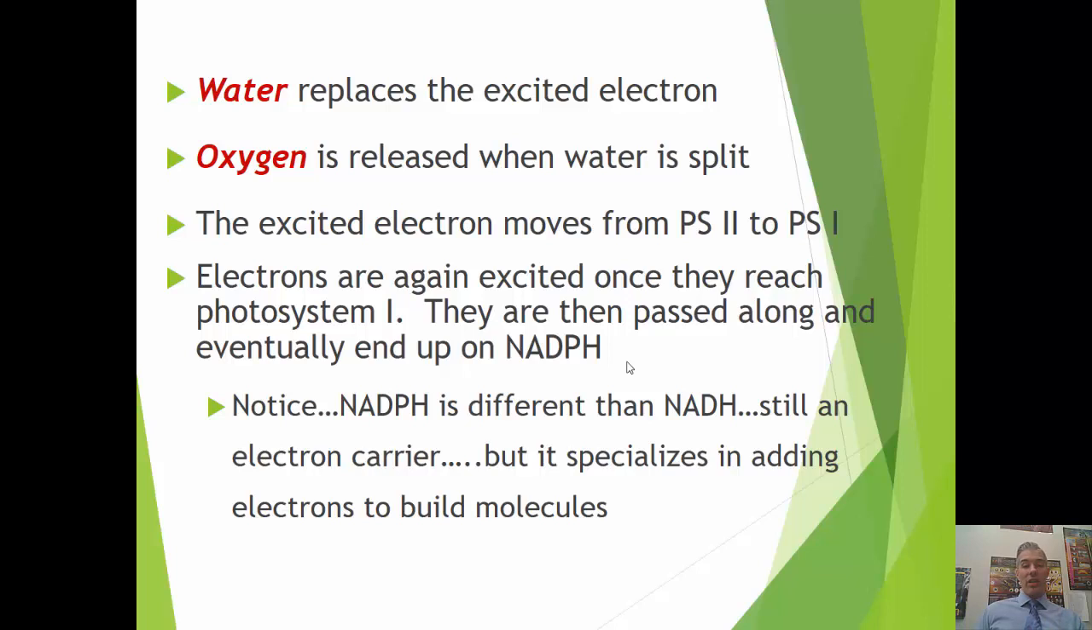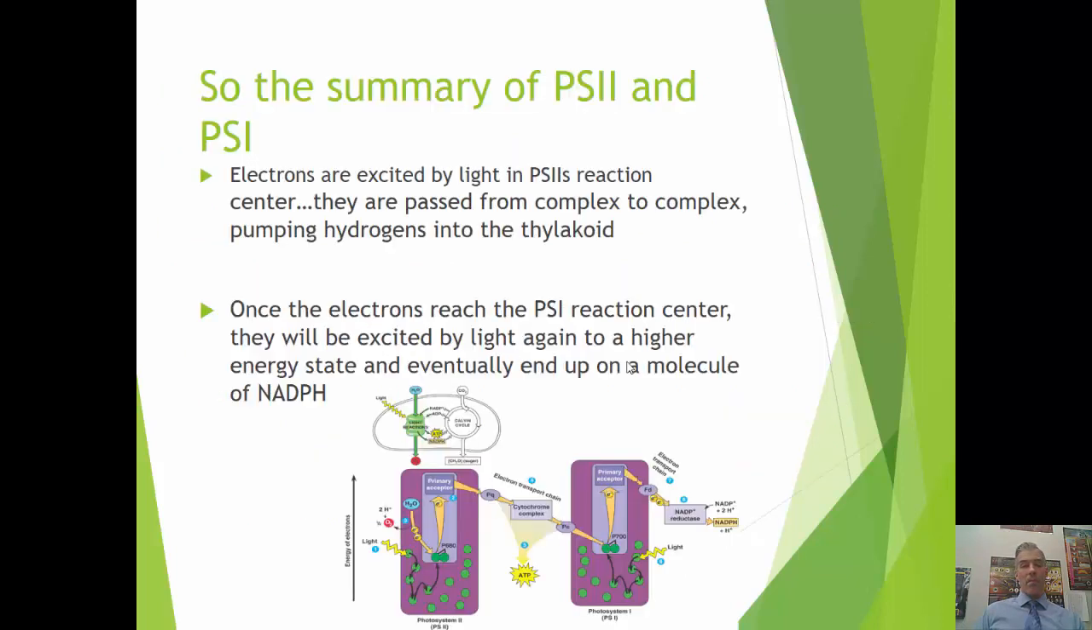So the excited electrons move from PS2 to PS1. Again, they get excited again in the first photosystem, and they end up on NADPH. Right? So I'm going to repeat this one more time.